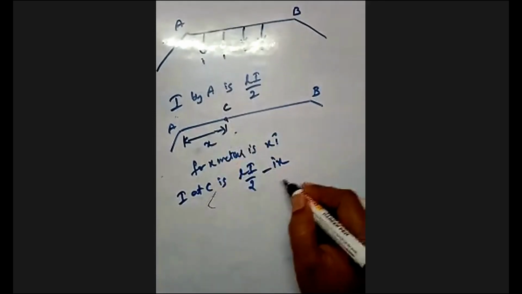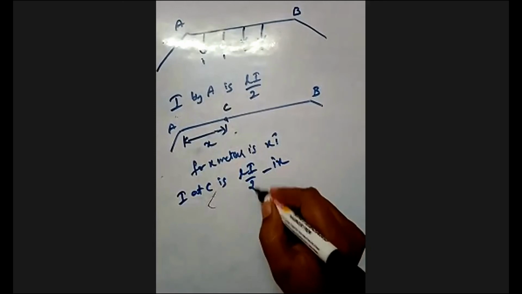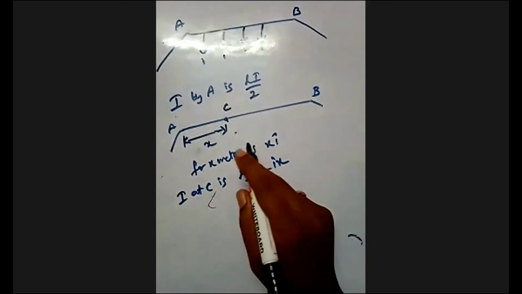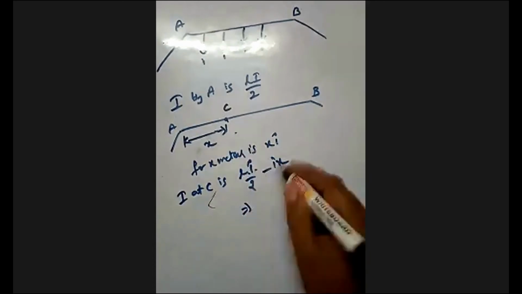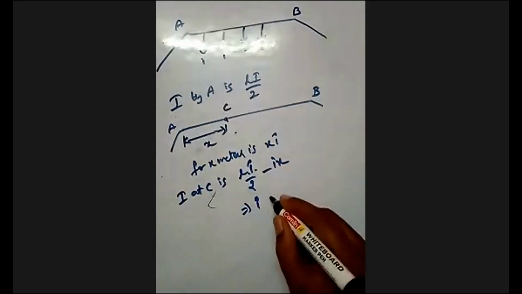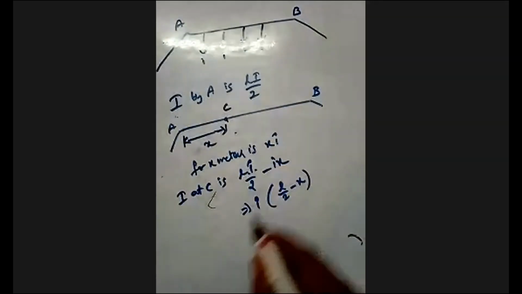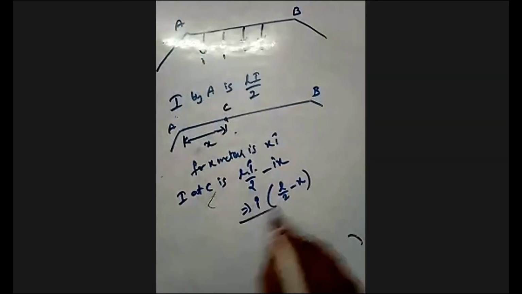Are you getting the point? The current at C is Li by 2 minus I into x. So from Li, it is Li minus I into x. If we take I as common, it becomes I into L by 2 minus x. This is the current at x meters.